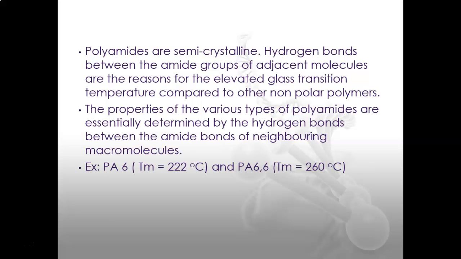of neighboring macromolecules. For example, polyamide 6 has a melting point of 222 degrees C, and polyamide 66 has a slightly higher melting point, which is 260 degrees C.